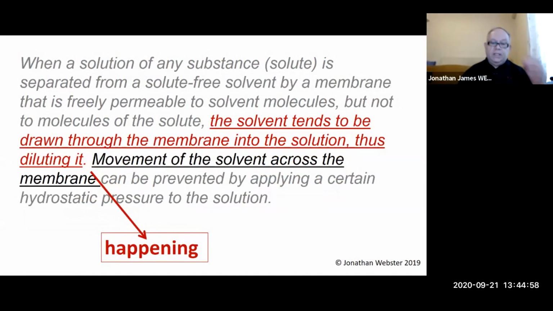Now picture this in the language of science. So for example, in what's in this red color here, the solvent tends to be drawn through. Okay, that's verbal. It is a verb. It's a process. Drawn through the membrane into the solution, thus diluting it. So it's all been expressed in a congruent way.